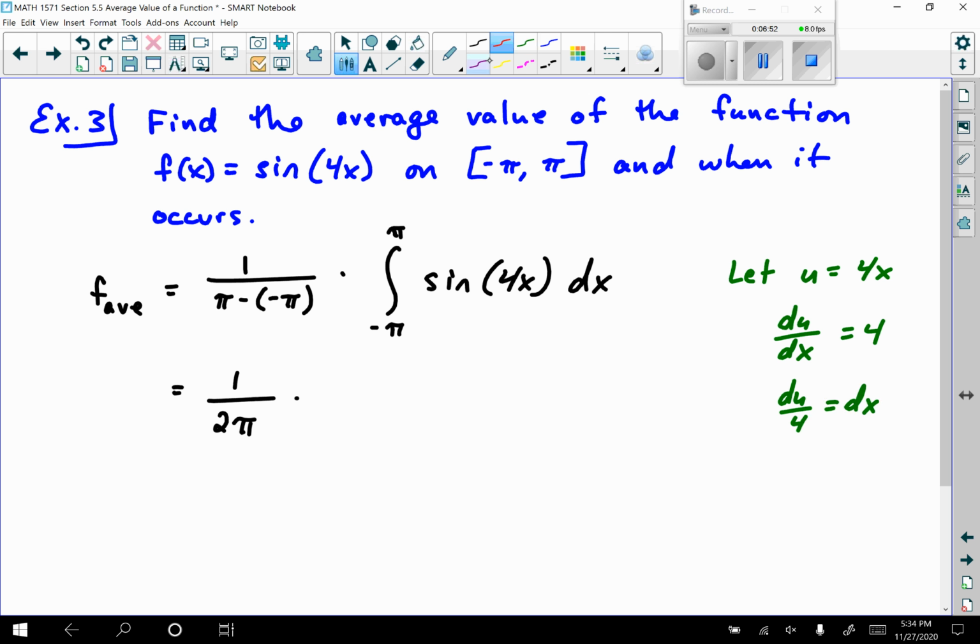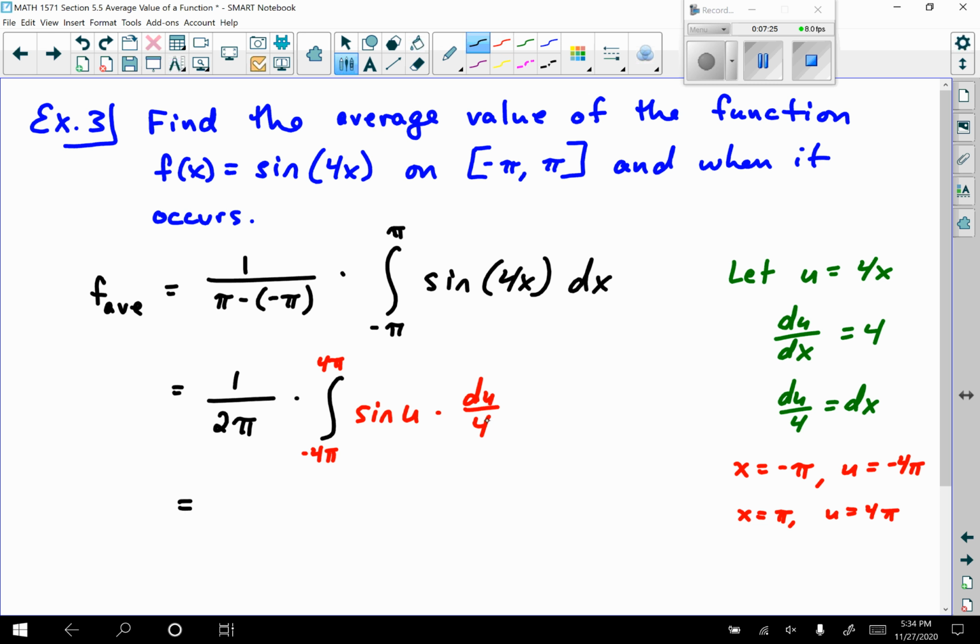Now again, because we're using u equal to 4x, I need to change the -pi to pi. So when x is equal to -pi, u is going to equal -4 pi. And when x is equal to pi, u is going to equal 4 pi. So this is going to become times the integral from -4 pi to 4 pi of sine of u times du over 4.